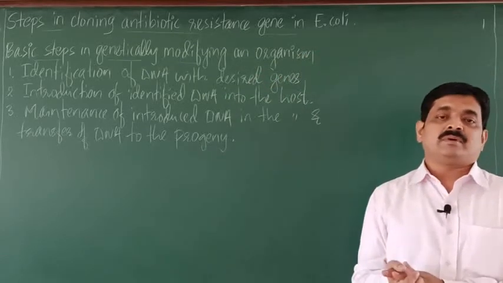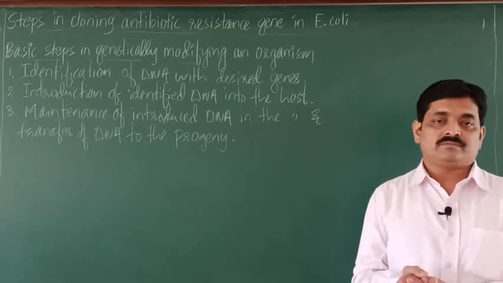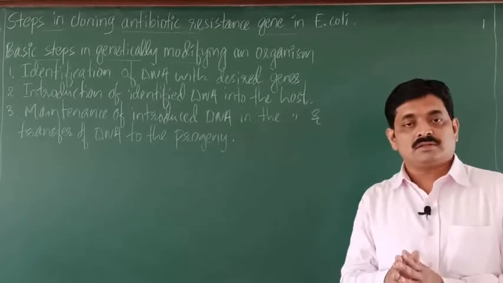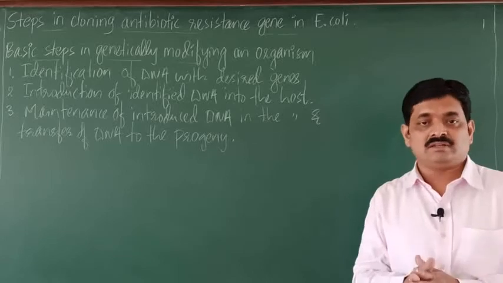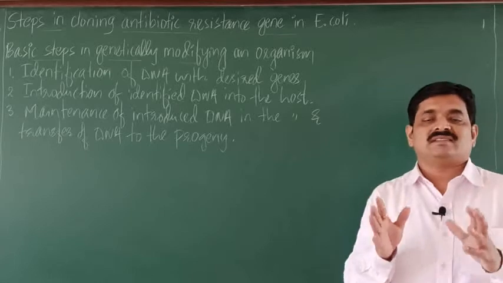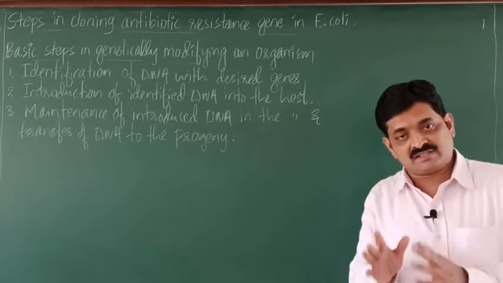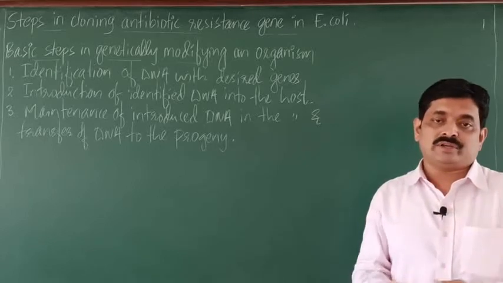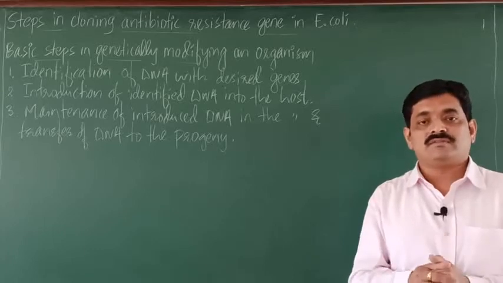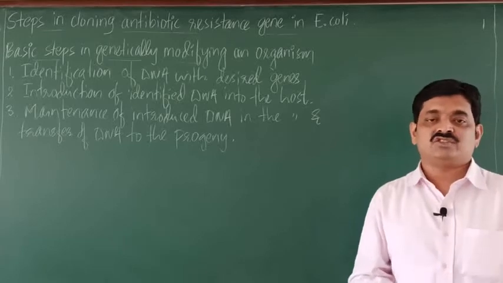So what is this antibiotic resistance gene? This is the desired gene here, right? In this case, antibiotic resistance gene is the desired gene, or the gene of interest, or the selected gene. This is the gene which has been selected for cloning. Such a gene which is selected is called gene of interest or desired gene or selected gene.